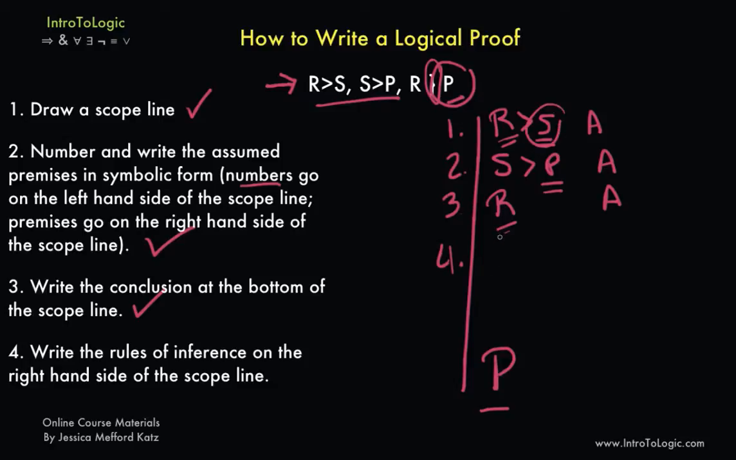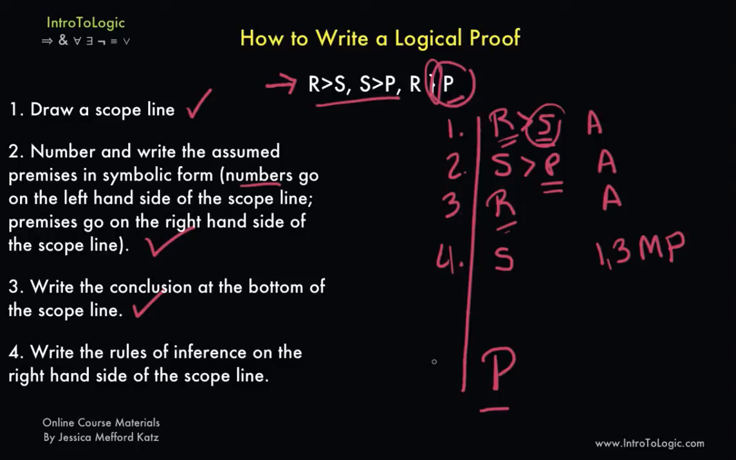Maybe stop and ask yourself, what rule would you have to use to derive S from lines 1 and 3? And the answer is modus ponens, right? Modus ponens says that if we have a conditional and the antecedent of that conditional, which we do here, you can derive the consequent. And so that's how we get S by itself.